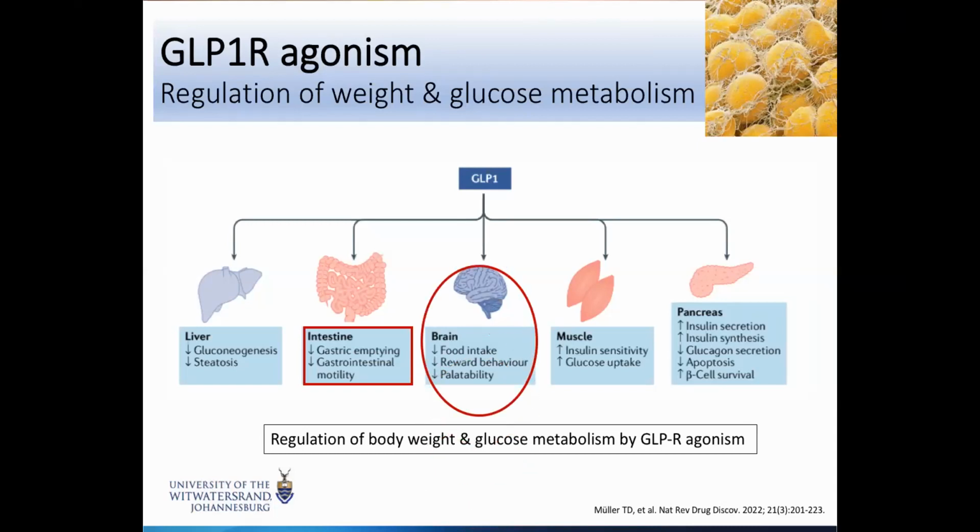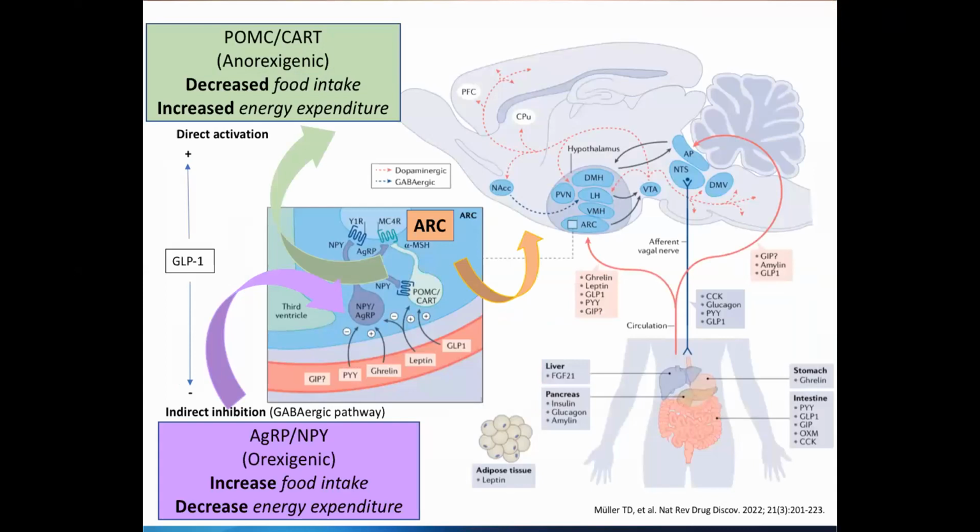But what's important is the CNS effects. And I take you back to the pathophysiology slide. As you can see, there is a direct activation of POMC-CART, so it reduces food intake and increases energy expenditure. And it indirectly inhibits AGRP and NPY, so ultimately reducing food intake.